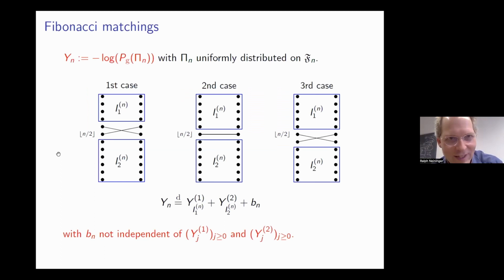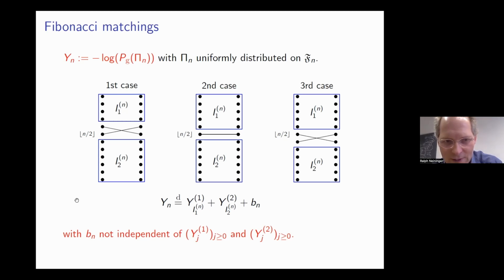Okay, so another example, coming back to these Fibonacci matchings. There we had a similar equation. I didn't specify precisely how these quantities look, and the Bn also not precisely, but you have to believe me that the version they have in the paper is with dependence of Bn.